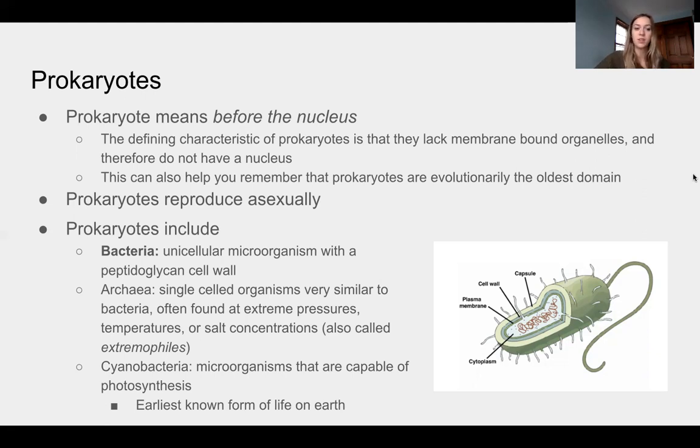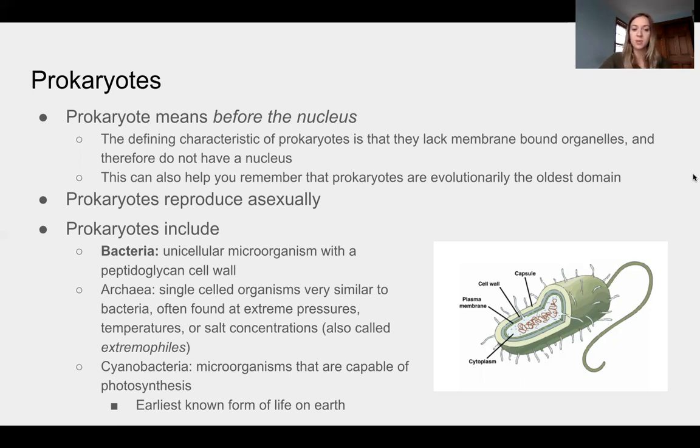So prokaryotes include bacteria, which is the most common, and that's what people generally think of when you think of prokaryotes. It's most commonly a unicellular microorganism that has a peptidoglycan cell wall. There are some other components of the cell wall, and there are a few differences in different types of prokaryotes. And again, we'll talk about that in depth a little bit later.